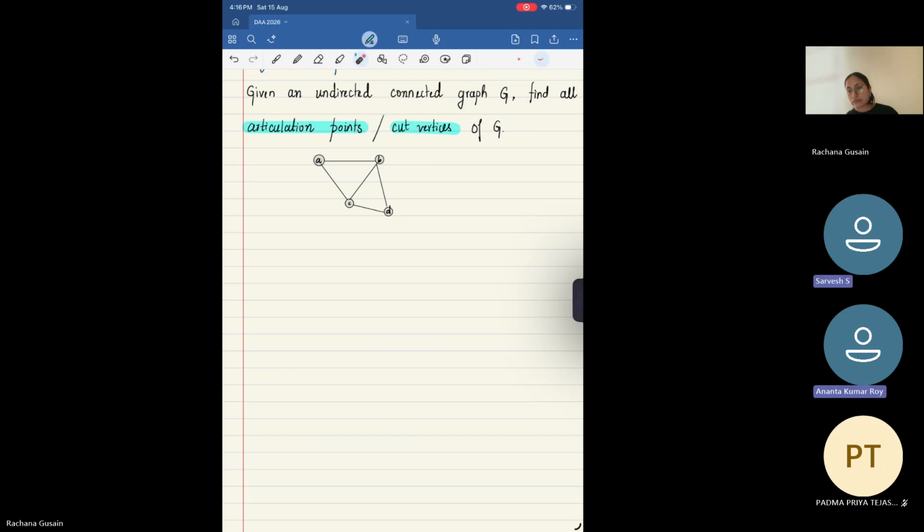Ma'am, but here we are losing one of the vertices. So does that definition, for every pair of vertices, hold here also?